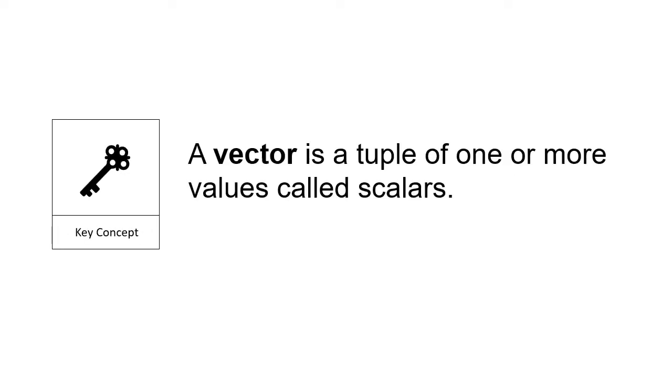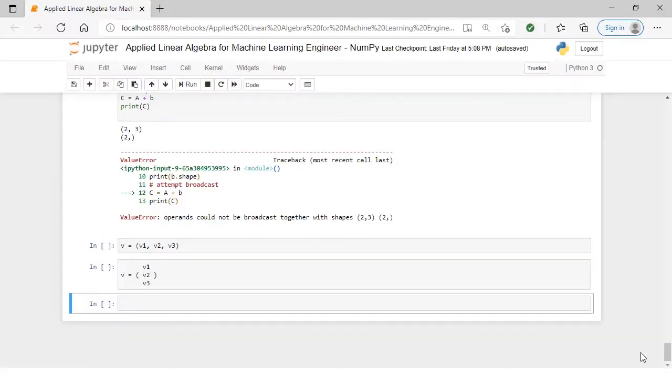What is a vector? A vector is a tuple of one or more values called scalars. Vectors are often represented using a lowercase character such as v. For example, the expression shown on screen, where v1, v2, and v3 are scalar values, often real values. Vectors are also shown using a vertical representation, or a column, again as shown on screen.